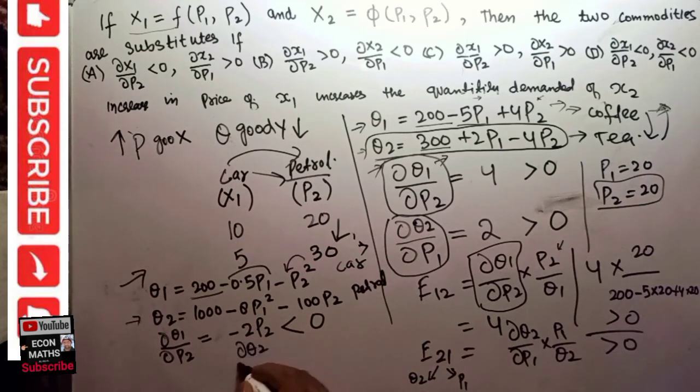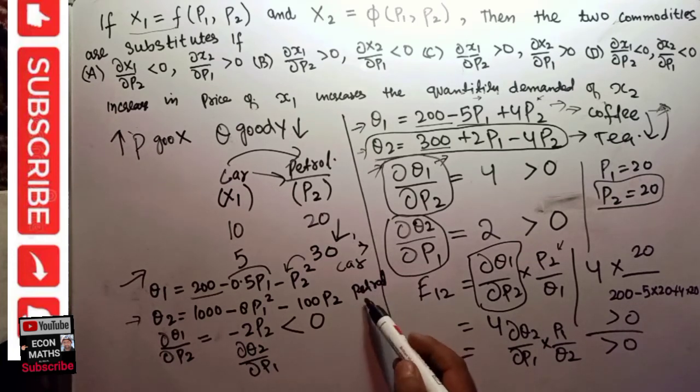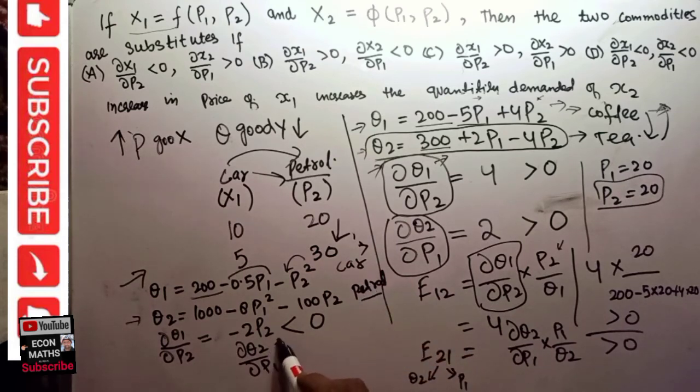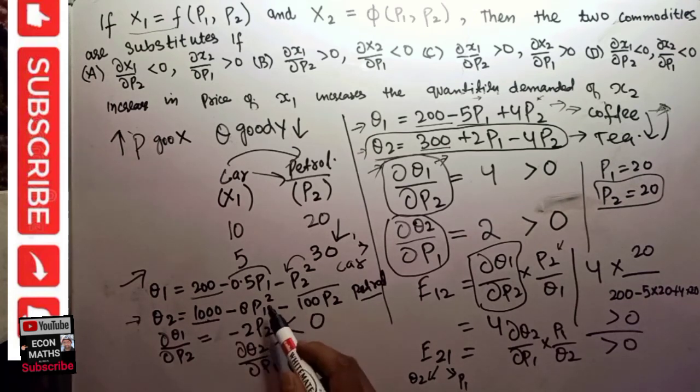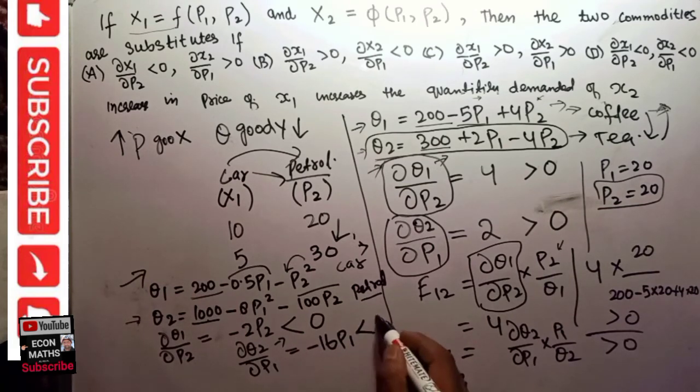Similarly, we can take the partial derivative of this other function, that is del q2 divided by del p1. That means the change in the quantity demanded of petrol with respect to the change in the price of car. So we partially differentiate this function with respect to p1 holding p2 constant. These two terms become 0 because they are constants. This 2 will become the coefficient and be multiplied with 8, two 8s are 16. We will get minus 16 p1, and here it is also less than 0.